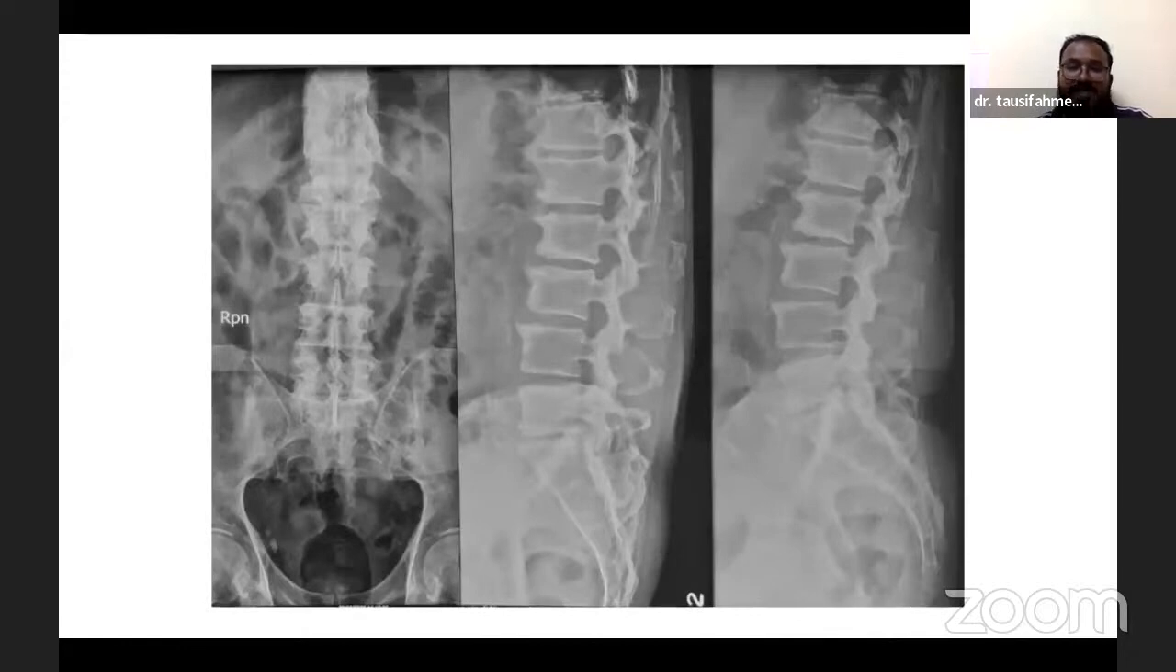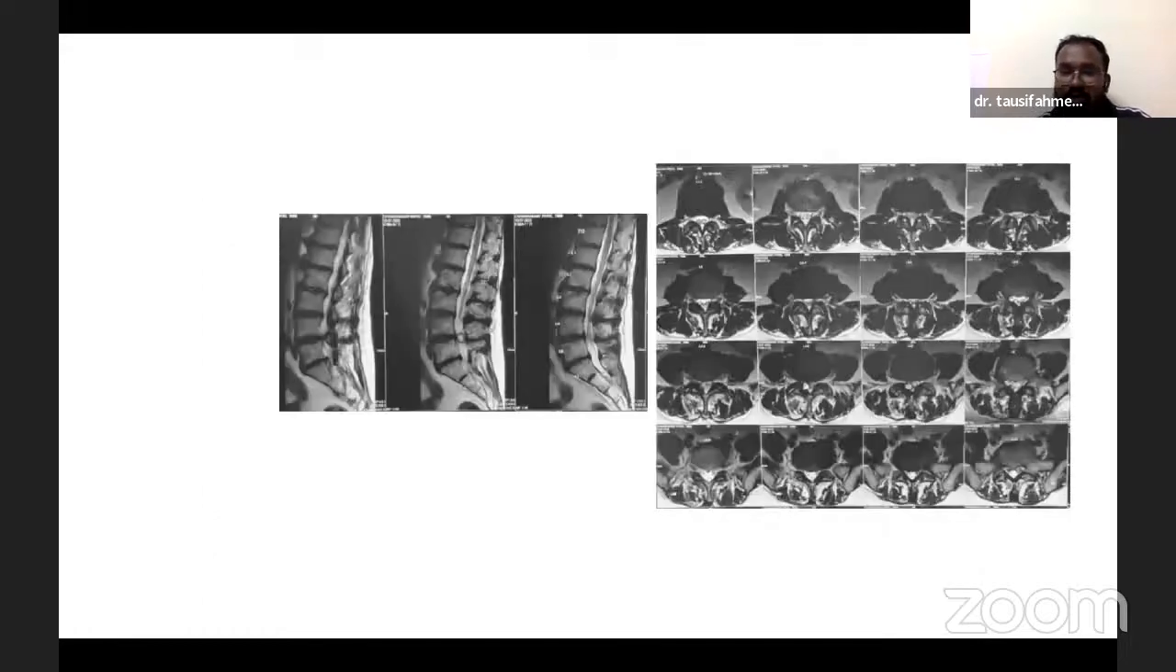For the shortage of time, I'll just jump on to the MRI. So this is the MRI of him.